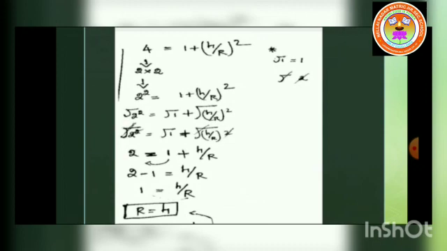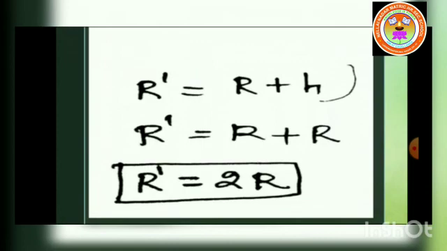We should take the 1 to the other side. So 2 minus 1 is equal to h by R. So 2 minus 1, 1 is equal to h by R. So 1 into R is equal to R. So R is equal to h. We know that R dash is equal to R plus h. So R dash is equal to R plus, we know that h is equal to R, so instead of h we write R. R dash is equal to R plus R, so R dash is equal to 2R.